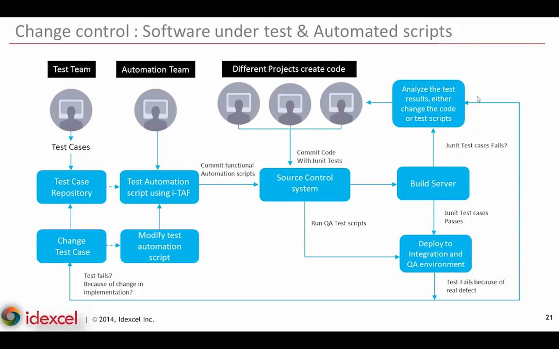So this is about change control. How do we control the changes? Once we have the test case repository, we do the automation, and that goes into the source control system, and we go into the build server and then we execute the test cases. Once the continuous integration mechanism or the unit test cases pass or fail, based on that, we either go back and change the test case or the application, and then deploy the build code or the automated scripts onto the server and execute them.